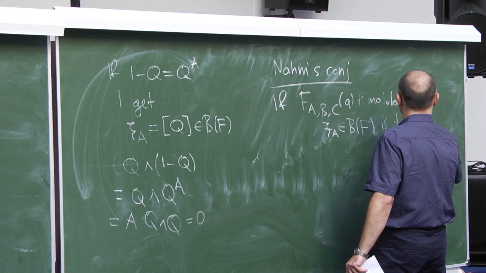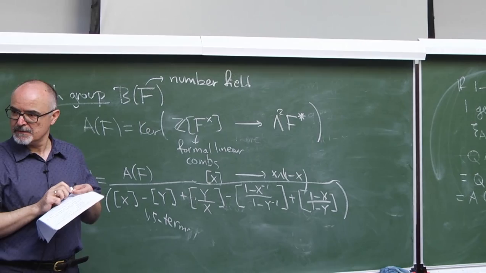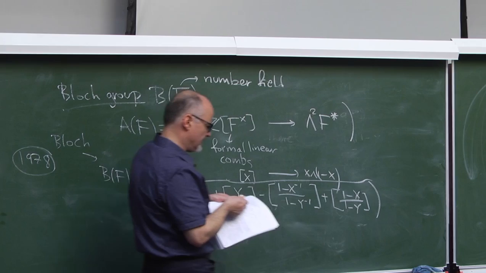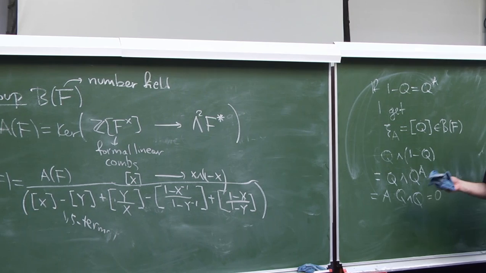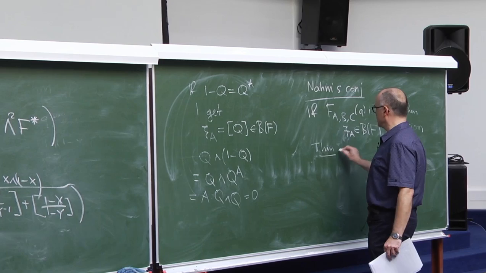What kind of group is the Bloch group? Well, it's an abelian group, right? It's a sub-quotient of a free abelian group. So it can have torsion. But the way that I have defined it, it's not at all clear that the Bloch group is finitely generated or anything like that. So now I need to tell you some theorems about the Bloch group. This is the conjecture, and the theorem is that it's true.